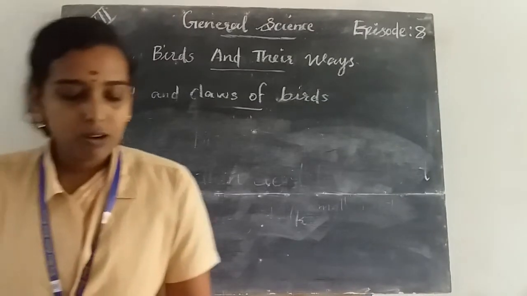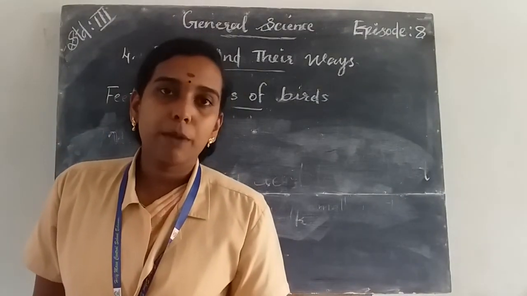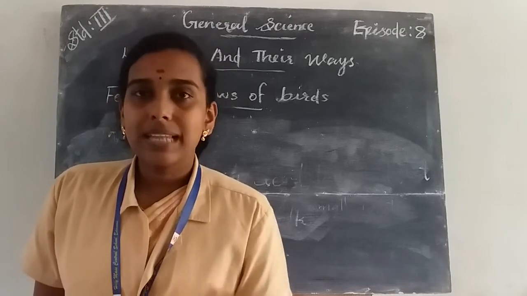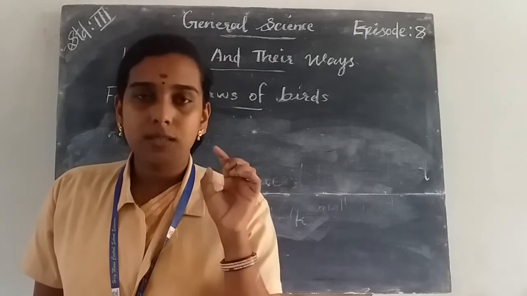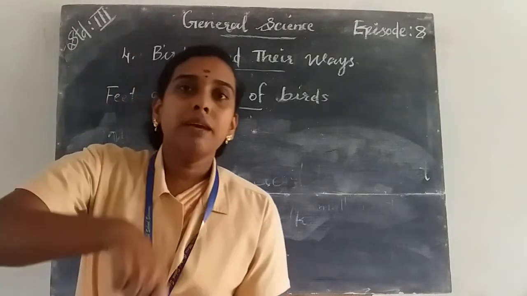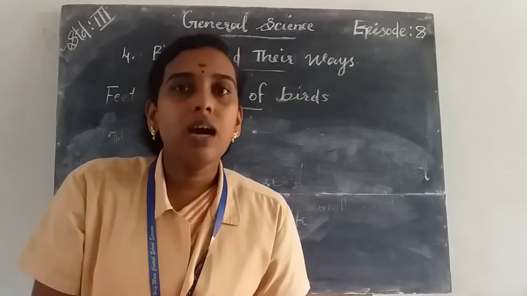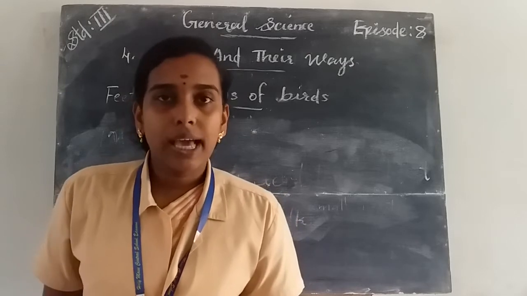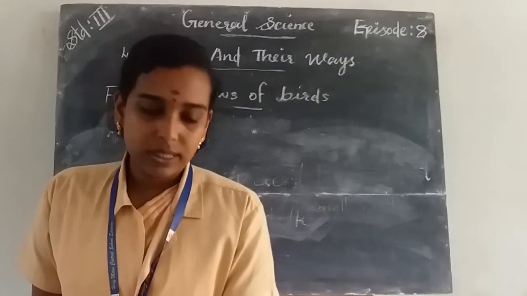And next one is long, sharp and pointed beaks. Birds like kingfishers, cranes, etc. have long, sharp and pointed beaks. They have long beaks because they catch fish from the pond. So they have long, sharp and pointed beaks.